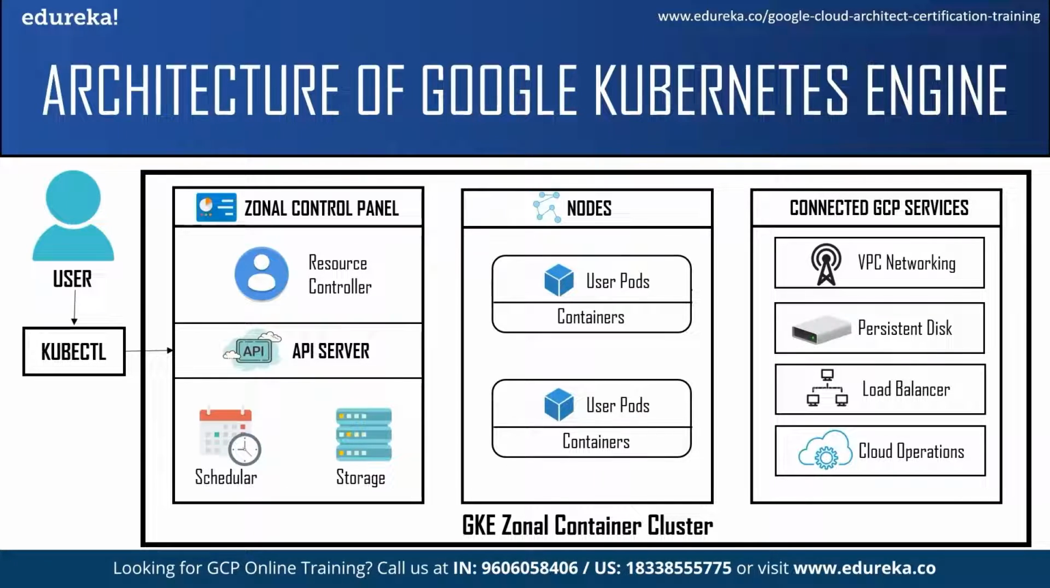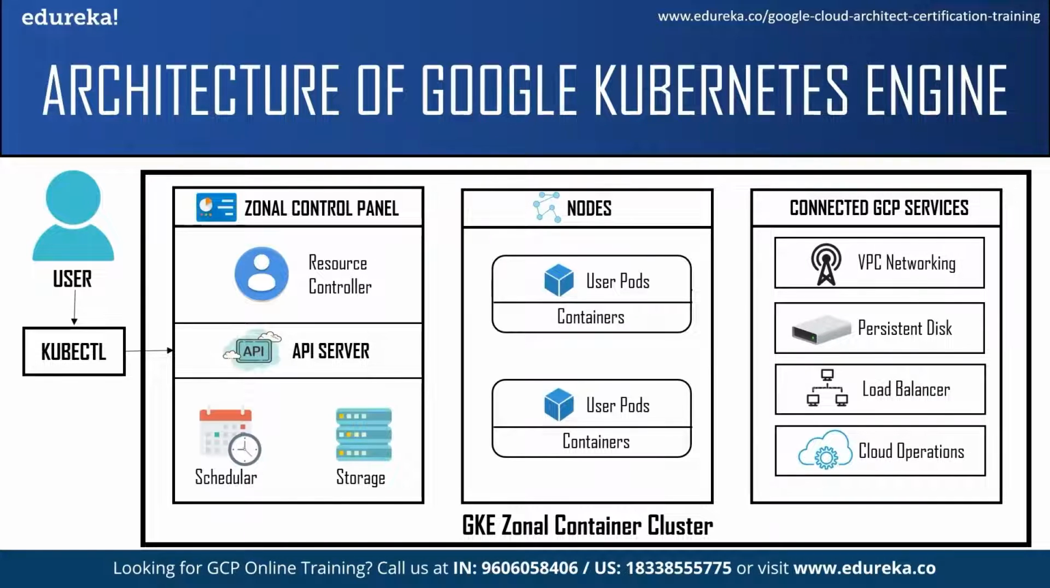Next, we have something called the user pods. Now pods are the most basic and smallest deployment object in Kubernetes. It can contain one or more containers. So now when the pod runs multiple containers, the containers are managed as a single entity, and it shares the pod's resources such as networking and storage. They're connected to various GCP services such as VPC networking, persistent disk, load balancer, and other cloud operations.